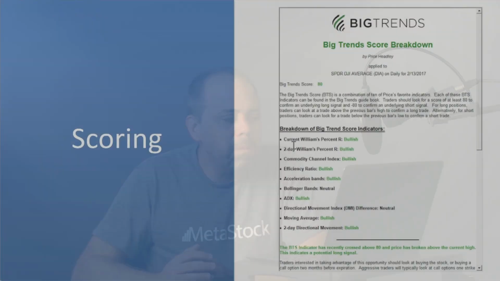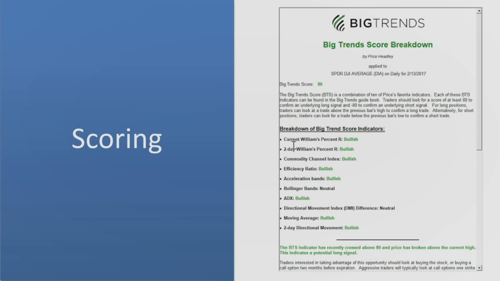It's a methodology that I really think has powered him to be one of the best top market timers available. One of the things we've implemented with this is we've taken 10 of his favorite indicators. They include Williams percent R, the commodity channel index, the acceleration bands, the efficiency bands. And we've created a kind of scoring methodology. In fact, we call it the BigTrends Score.